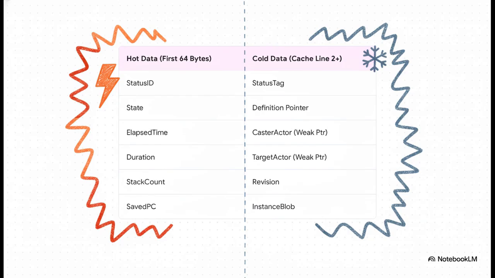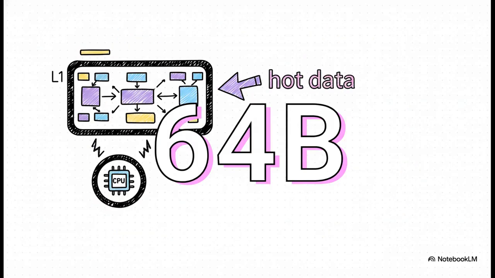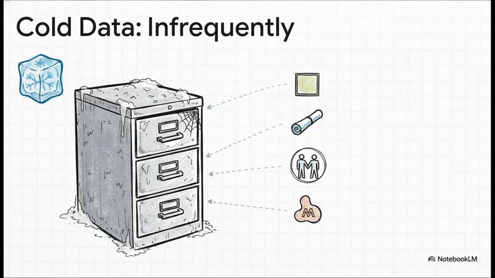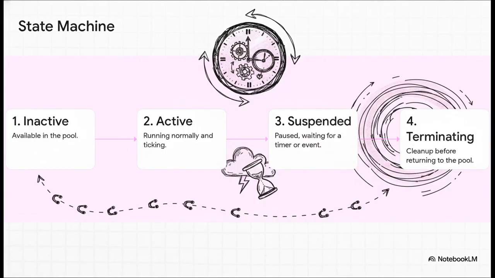Okay, now for the anatomy. This thing is brilliantly designed, separating hot data from cold data. That hot data section is exactly 64 bytes. Why? To fit perfectly into a single CPU cache line. This is the stuff that gets checked every single frame. Timers, state, stack count, all the critical bits. And the cold data? That's the stuff you only need once in a while, so it stays out of the way.